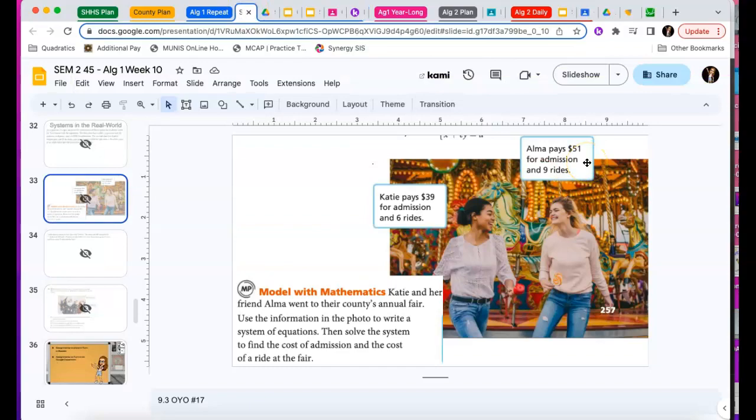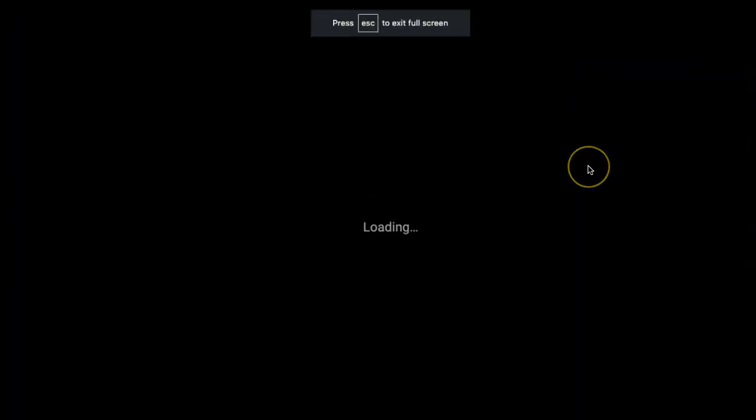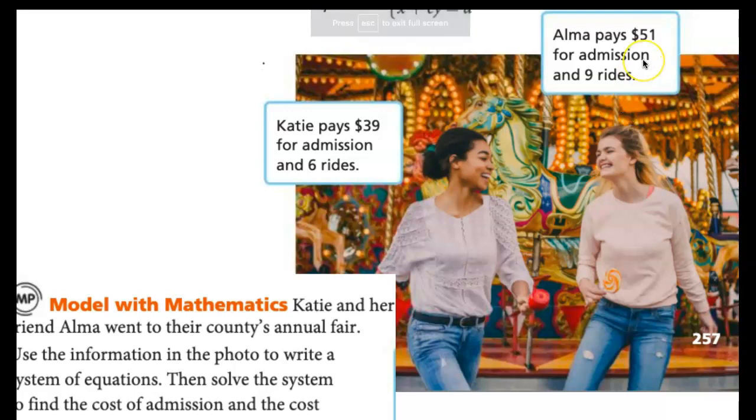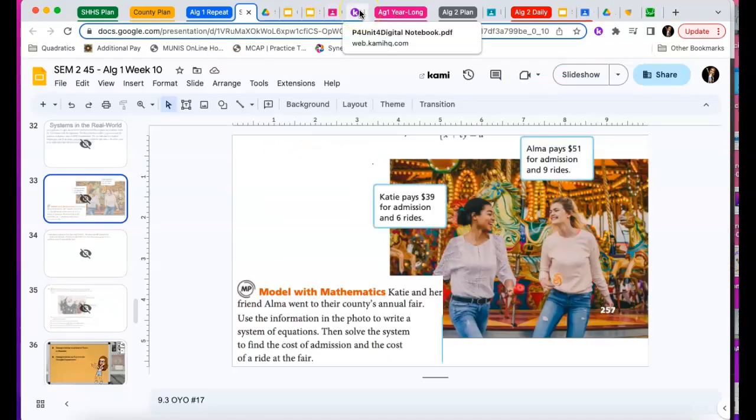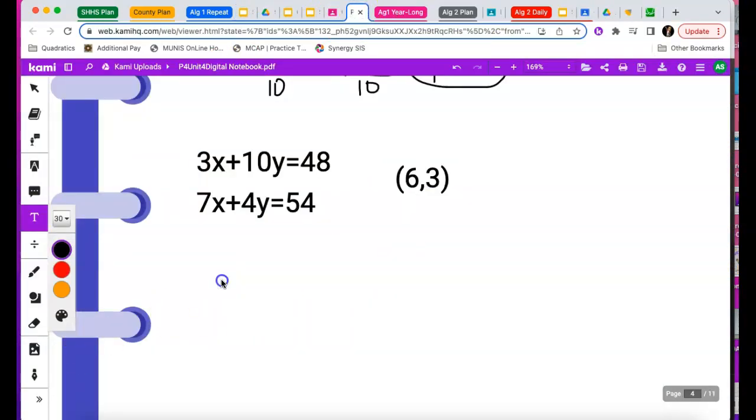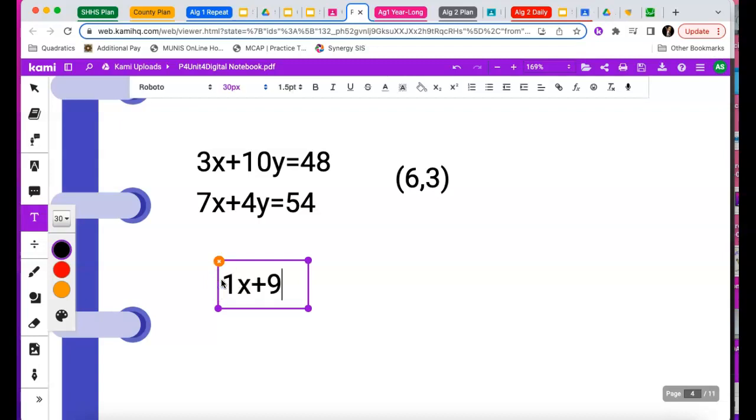Okay, so we have admission and 9 rides cost $51. So how many people did she pay the admission for? Because it doesn't really tell us. Just one person, right? She just paid for her ticket. She also paid for 9 rides. So this one is going to be 1x plus 9y is equal to our total of $51. So that one was a little tricky because it doesn't tell us the one. We're just assuming that she's paying for one person to get in there, and she's also paying for 9 rides, and she spent $51.